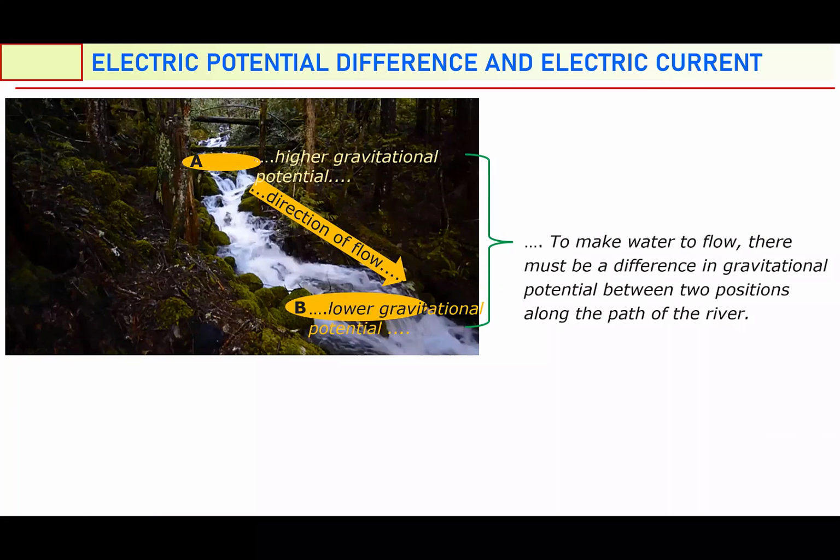Position A has a higher gravitational potential. Position B has a lower gravitational potential. So what happens to the water? It starts flowing from this position of higher gravitational potential to that position of lower gravitational potential. So to make the water flow, there must be a difference in gravitational potential between two positions along the path of the river. Yes, Aya?